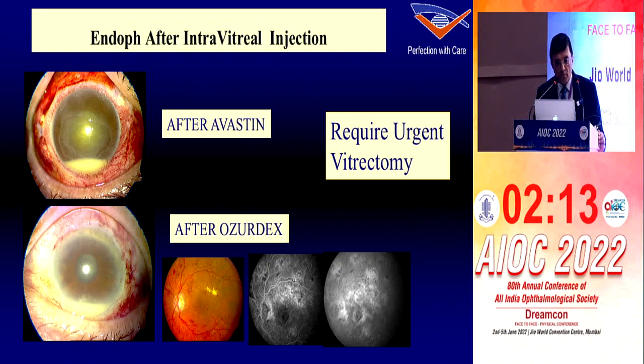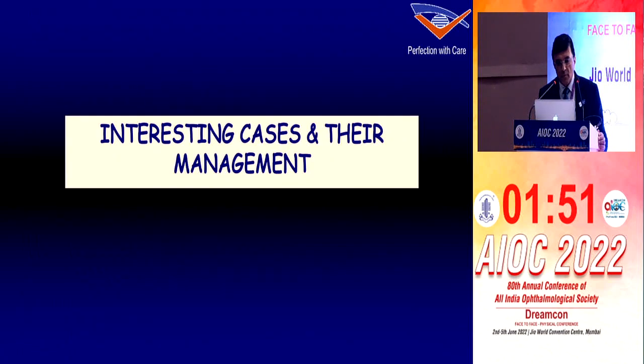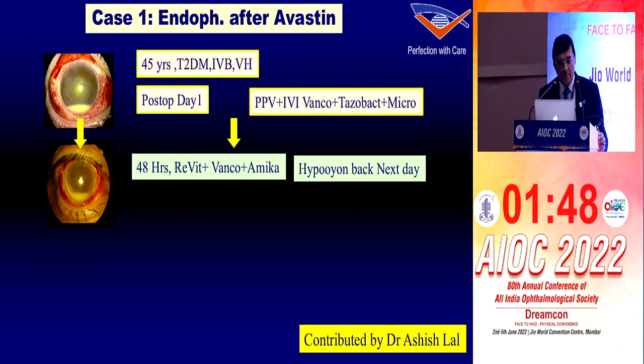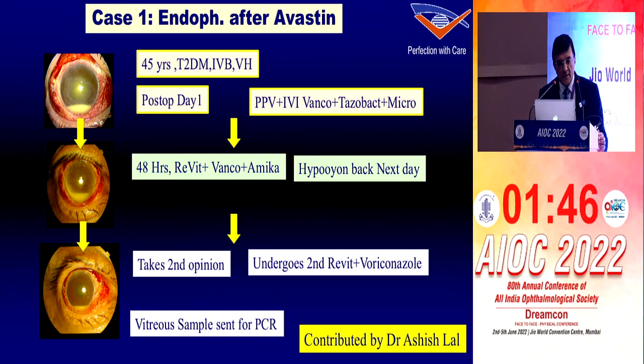We will not go into those details, but whenever you have an endophthalmitis post-Avastin or post-Ozurdex injection, it requires an urgent vitrectomy. Do not postpone these cases, and give intraocular antibiotics. If you do not get enough time to go ahead with the vitrectomy the same day, definitely go ahead with intraocular antibiotics, but intervene very early. So these are some of the interesting cases I'll just share with you.